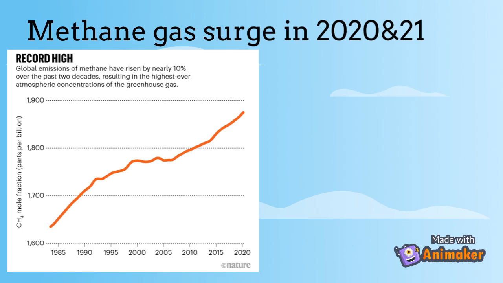The methane gas all of a sudden went high in 2020 and 2021. As you can see in the chart, the methane gas went from low to very high.